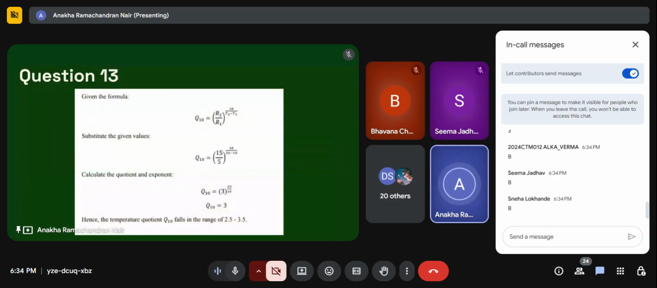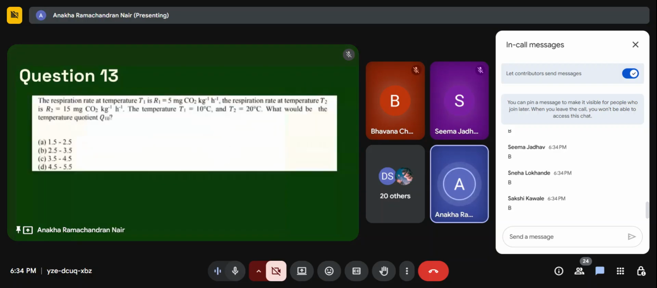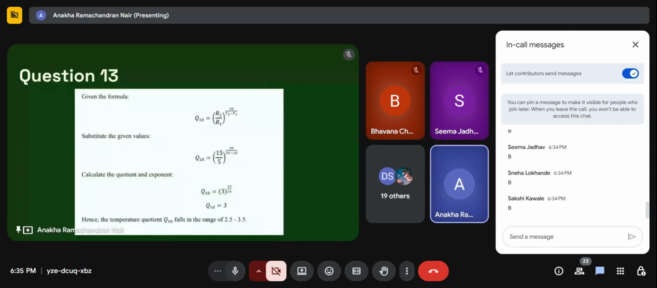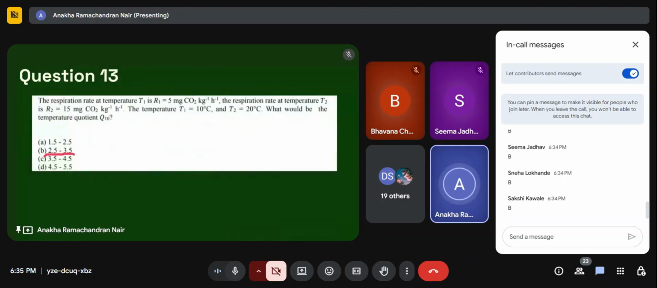So if you just plug in the values, that is R2 is 15, R1 is 5, T2 is 20 and T1 is 10, right? You will get an answer of 3, which falls between 2.5 to 3.5. So the correct answer is between 2.5 and 3.5. That is option number B.